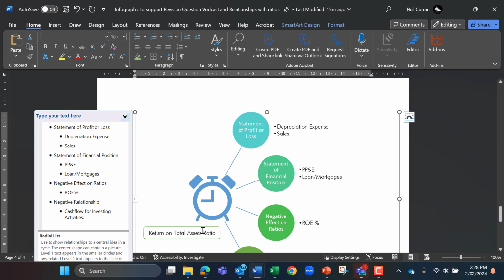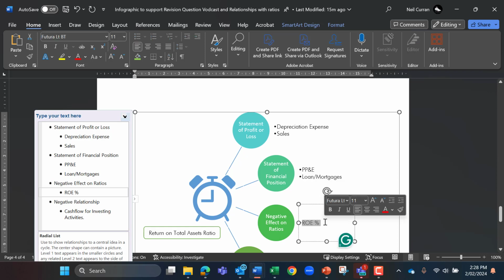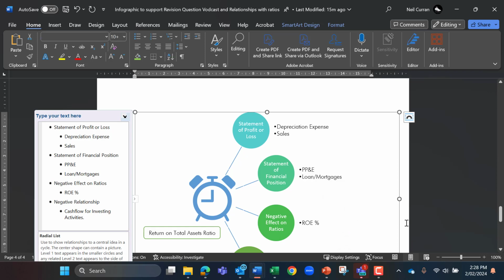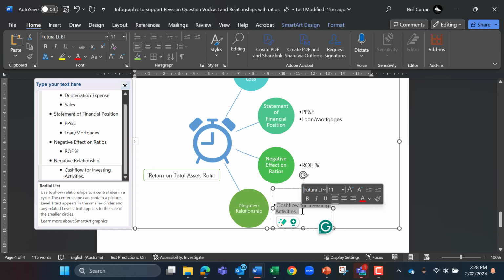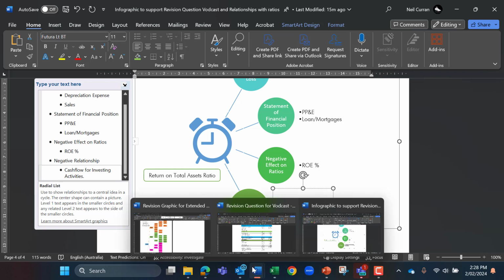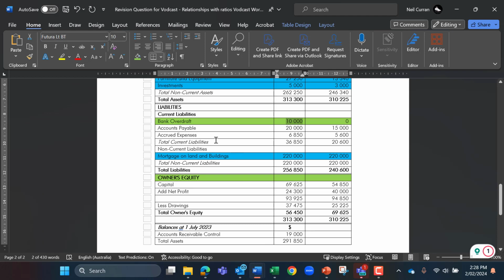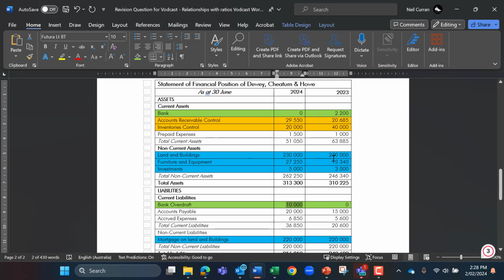Now, having a bad or a decrease in return on assets ratio will affect our return on owner's equity, okay, because we're not deriving enough profit. You would also look at the cash flow statement for the cash flow from investing activities and look at whether our purchasing of assets have gone up. And in this case, it has doubled, as previously stated. We can see here our assets, in particular furniture, have doubled.